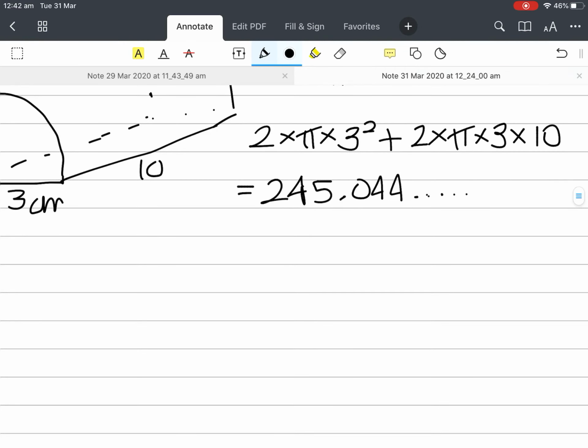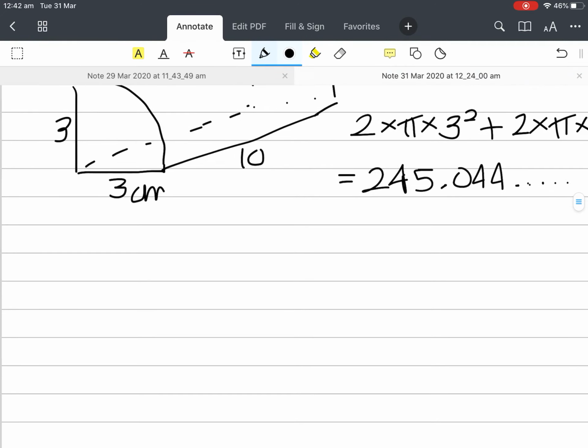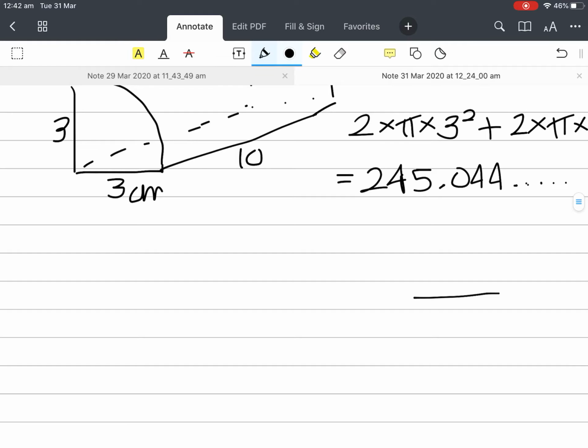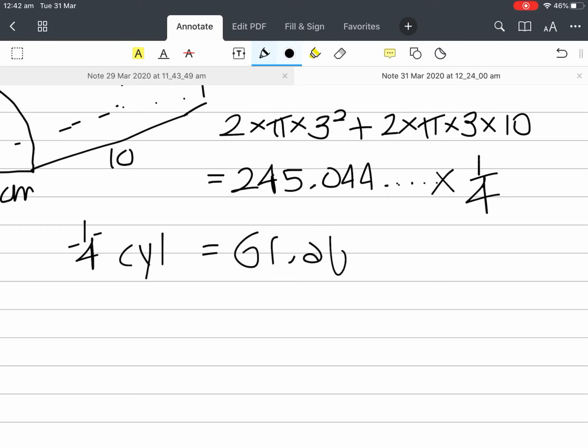Now the problem is, of course, I don't have a full cylinder, do I? You only have a quarter. So therefore, I am going to find a quarter of the 245. So a quarter of my cylinder will now equal 61.26, approximately.